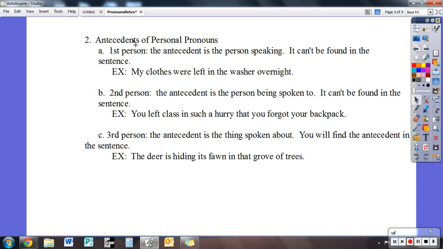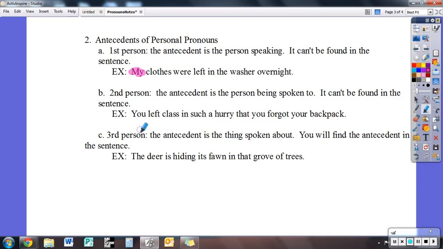All right, second part of this lesson, antecedents of personal pronouns. In first person, the antecedent is the person speaking, and it cannot be found in the sentence. I'm going to flip to my highlighter and highlight the pronouns. My clothes were left in the washer overnight. The personal pronoun is my. But where's the antecedent? There isn't an antecedent. My is referring to the person who's speaking.